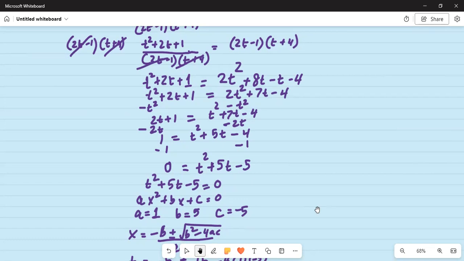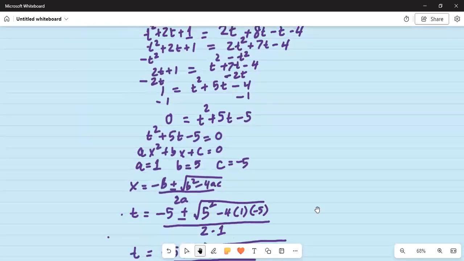Now, minus 5 cannot be factored into two factors which when multiplied will give you minus 5, but when added together will give you plus 5. The only factors of minus 5 are 5 and 1. If you take minus 5 and plus 1, when you add them you get minus 4. So it's not going to work. Or you can take 5 and minus 1. 5 minus 1 is 4. That is not the coefficient of t, which is 5. So therefore, we will use the quadratic formula.